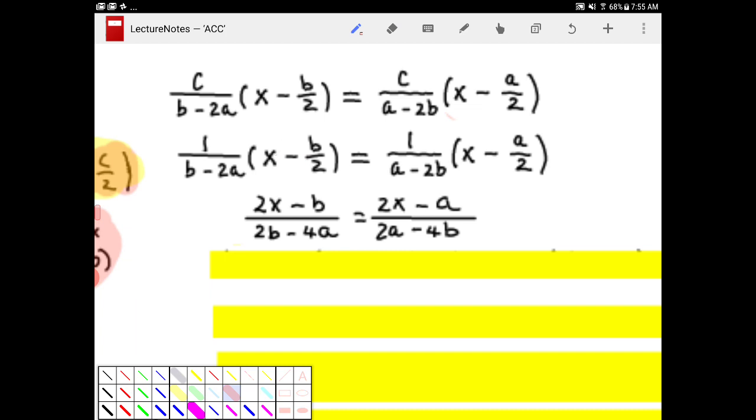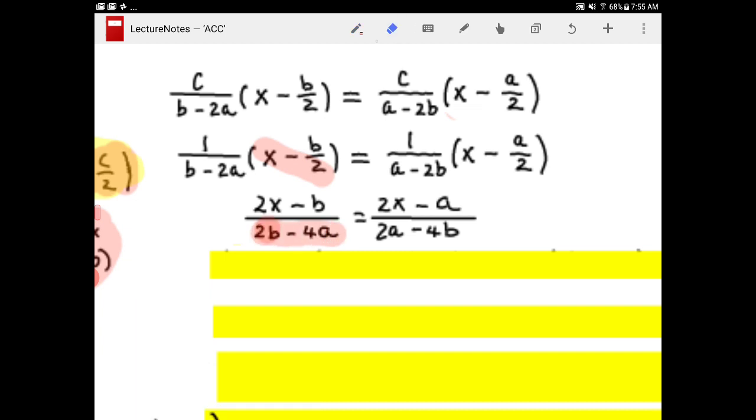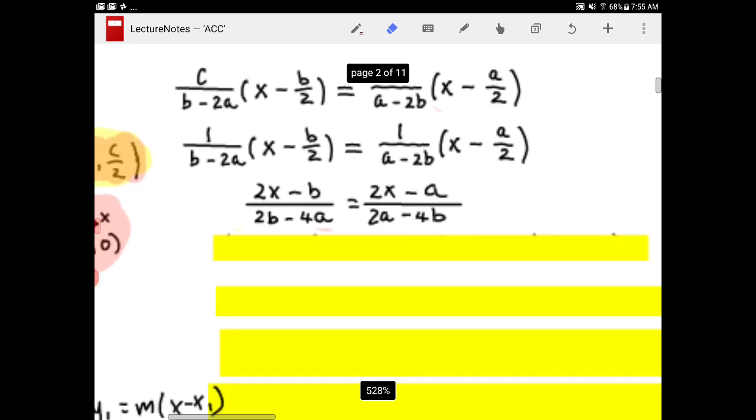If I create common denominators here, 2 times x minus b all over 2b minus 4a, right? If you need to pause a moment to verify whether or not what I did here is correct, please do so, or you can come to talk to me in office hours on why or how that's the case. And the same thing could be said about the right-hand side. If I create common denominators and then combine the fractions together, this is the end result of what I will get.